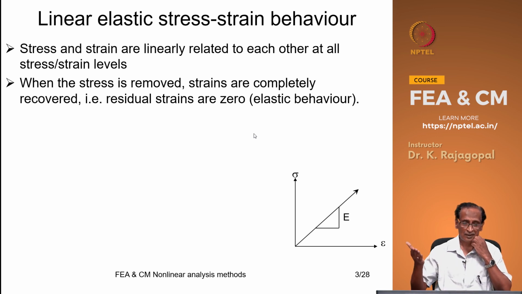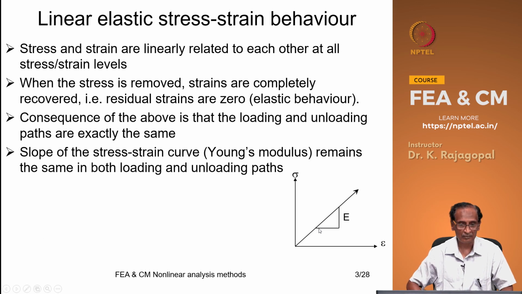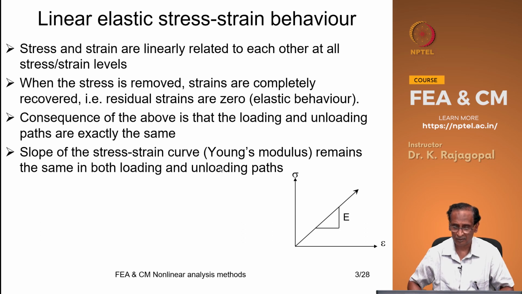Elastic behavior is that the stress and strain or the loading and unloading path are the same, and the consequence of this is that the loading and unloading paths are exactly the same. So we have a linear elastic. Linear means it is a straight line relation, elastic means we are following the same path, and the slope of the stress strain curve, and that is called as the Young's modulus, remains the same in both the loading and unloading.